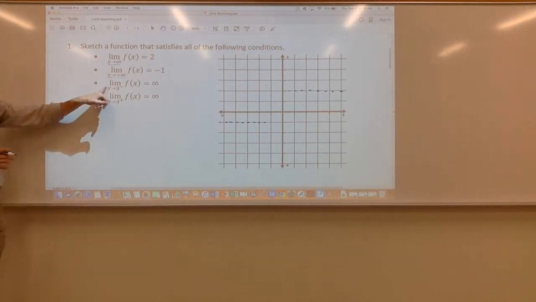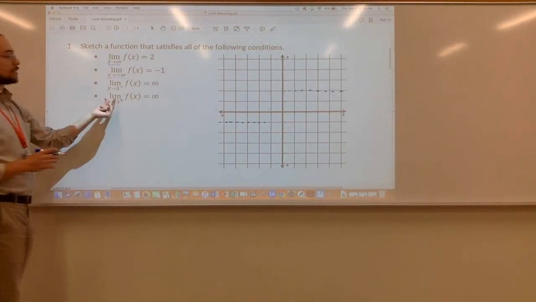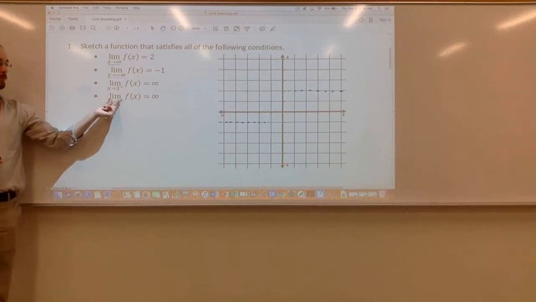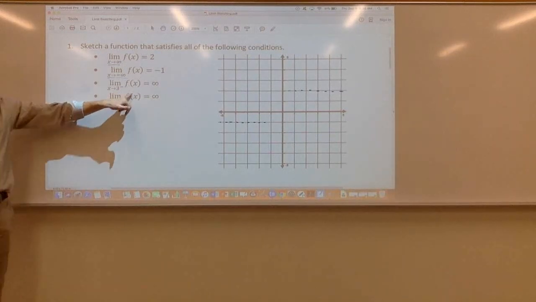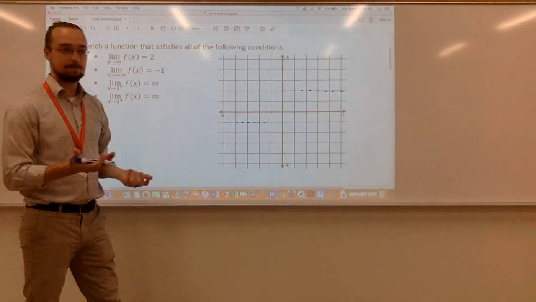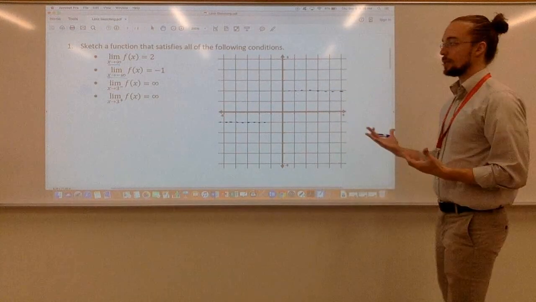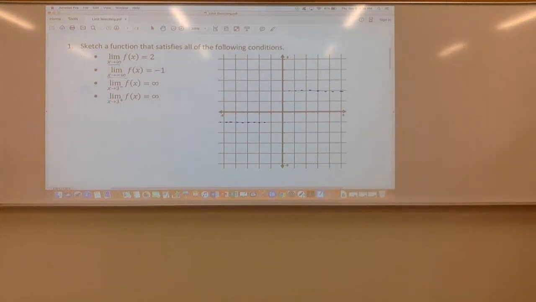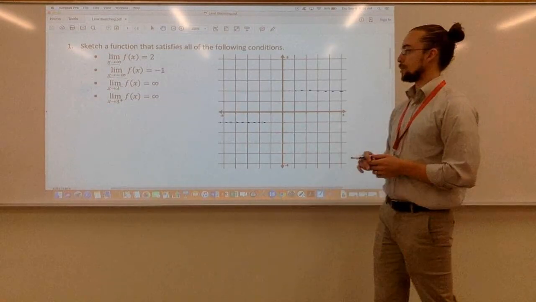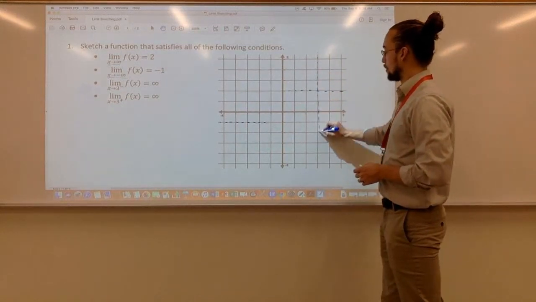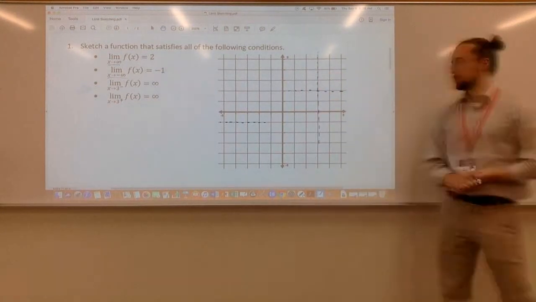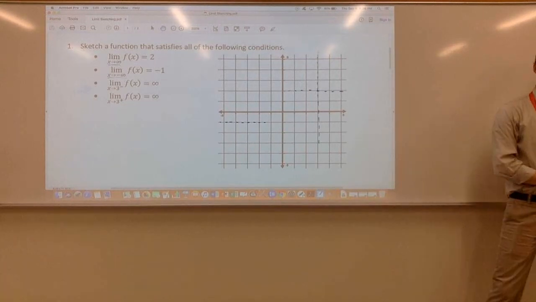Now, these two both say as we're approaching 3, this one from the left and this one from the right. And it says that both of them, from the left and from the right, equal positive infinity. So what does that mean? That one's going to be a vertical asymptote. So that's going to be a vertical asymptote over here at 3.